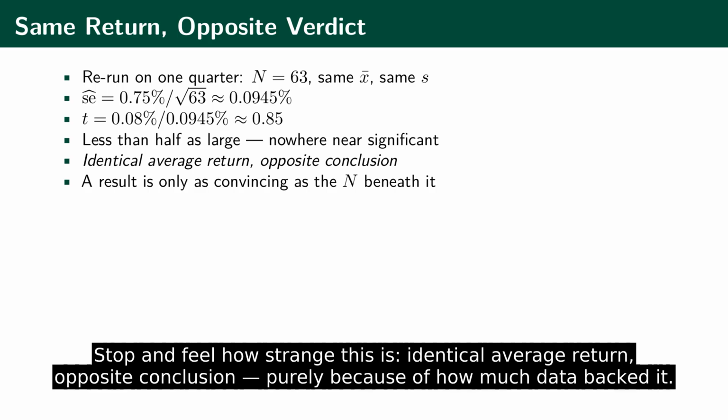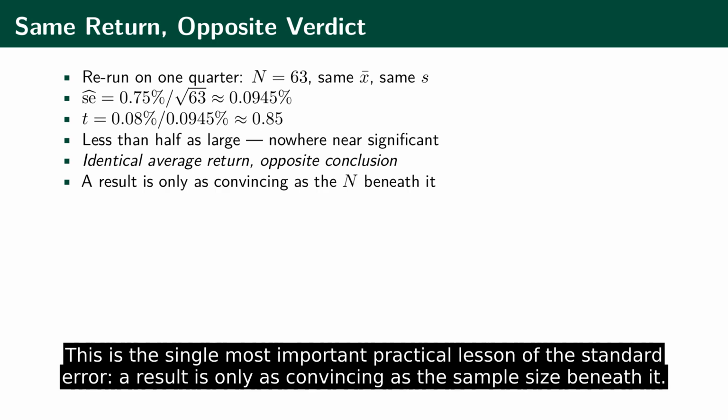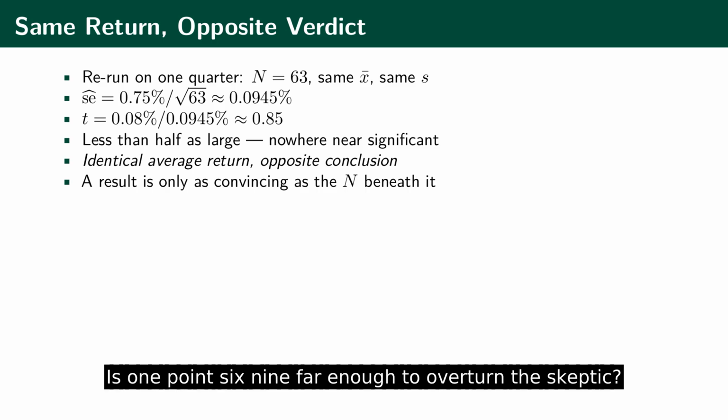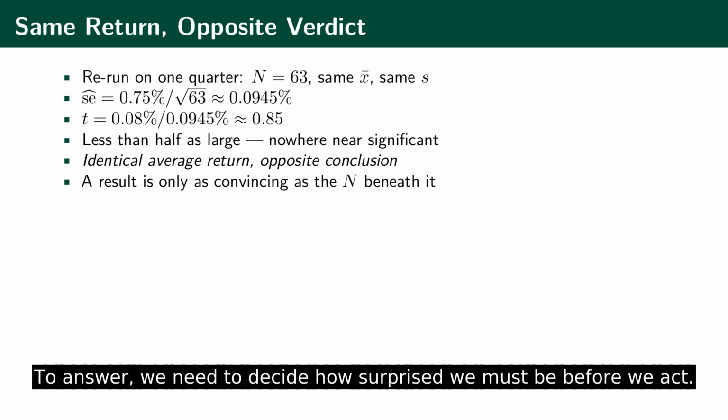Stop and feel how strange this is. Identical average return, opposite conclusion, purely because of how much data backed it. This is the single most important practical lesson of the standard error. A result is only as convincing as the sample size beneath it. The same 8 basis points can be a discovery or a shrug, and the only thing that changed was n. Is 1.69 far enough to overturn the skeptic? To answer, we need to decide how surprised we must be before we act.